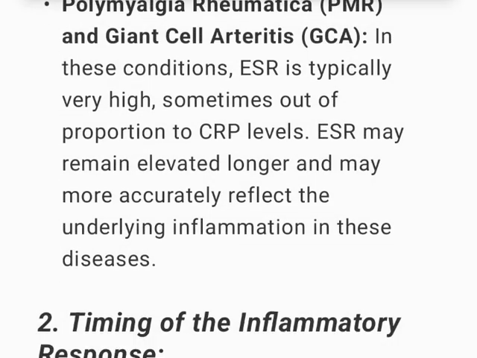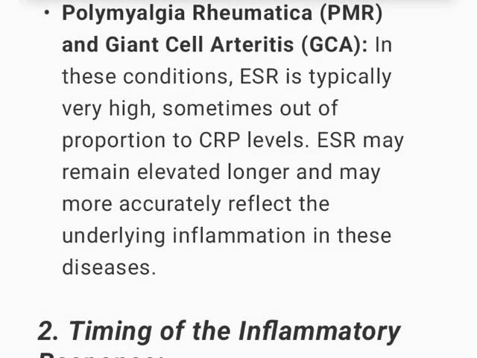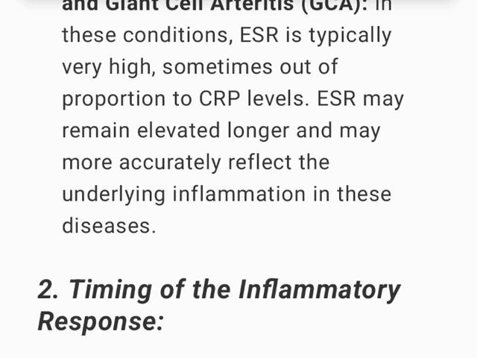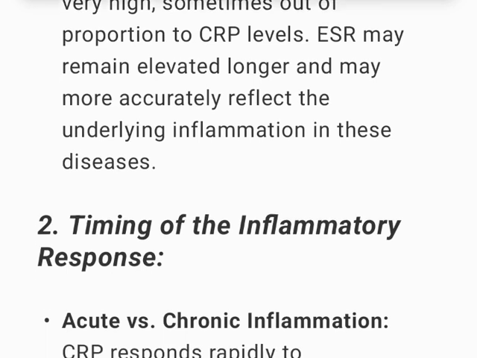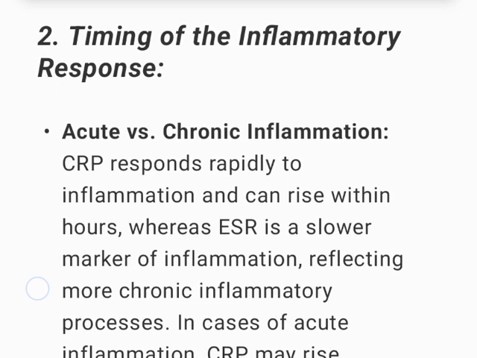Polymyalgia rheumatica, PMR, and giant cell arteritis, GCA. In these conditions, ESR is typically very high, sometimes out of proportion to CRP levels. ESR may remain elevated longer and may more accurately reflect the underlying inflammation in these diseases. 2. Timing of the inflammatory response.